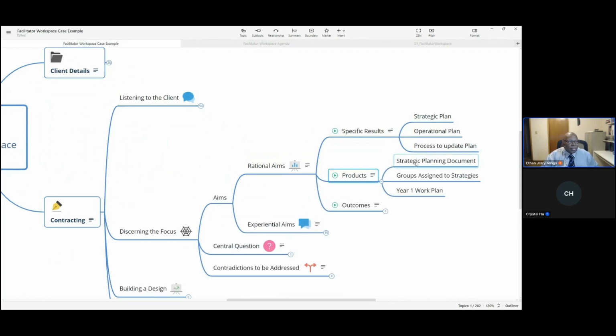The product is a strategic planning document, groups assigned to strategies in a year one plan. And the outcomes, staff engage and carry out the plans. And there you have, in essence, you can see in that map and always come back to it, what we're going to do as a group when working together, the facilitator and the group.